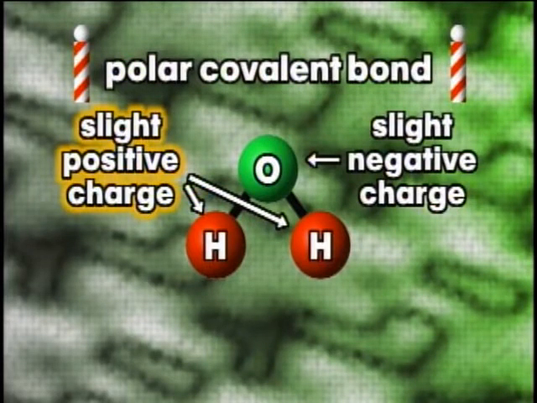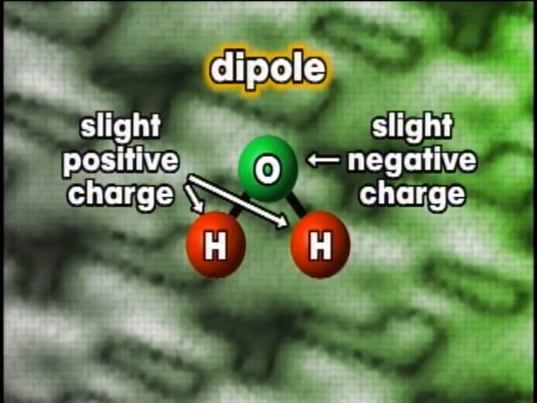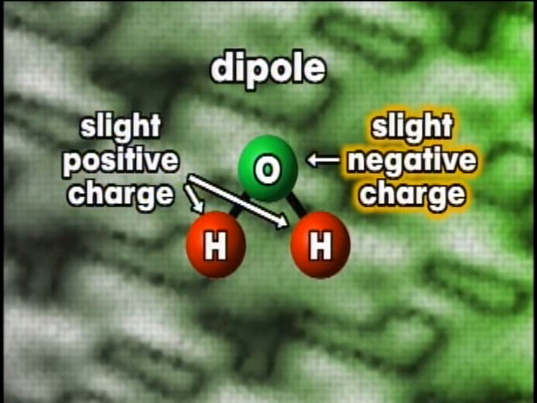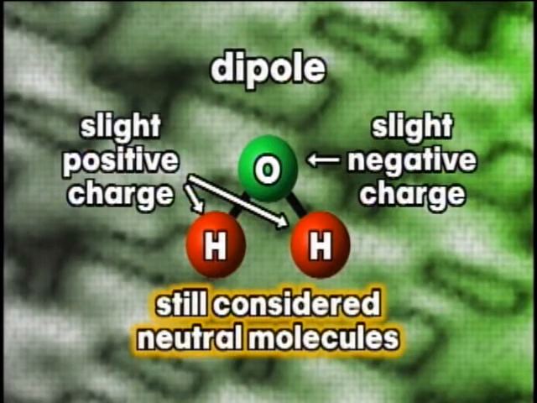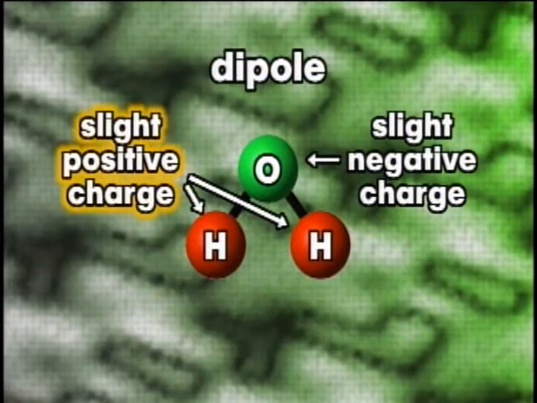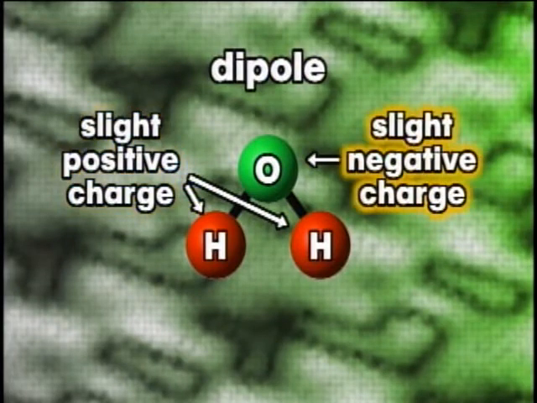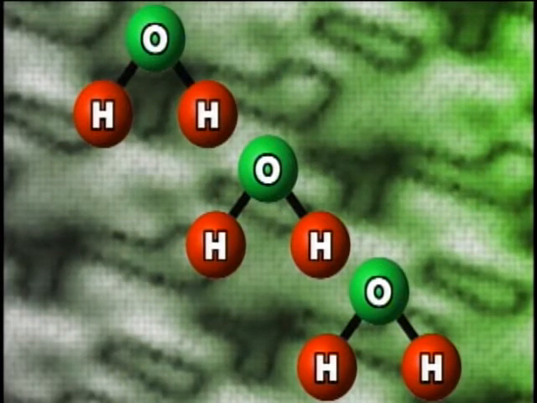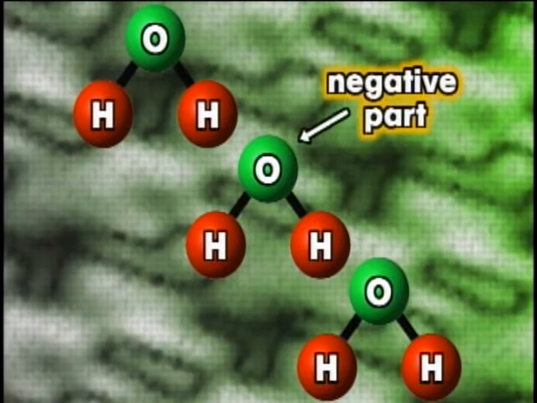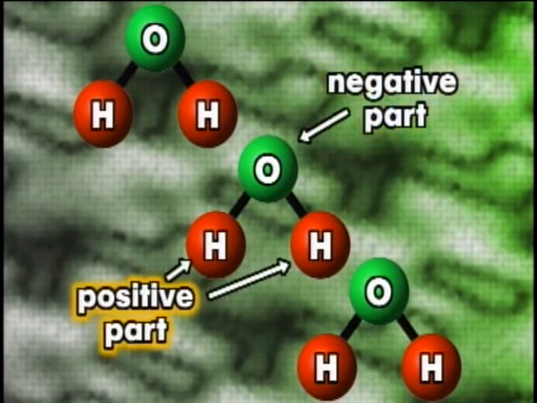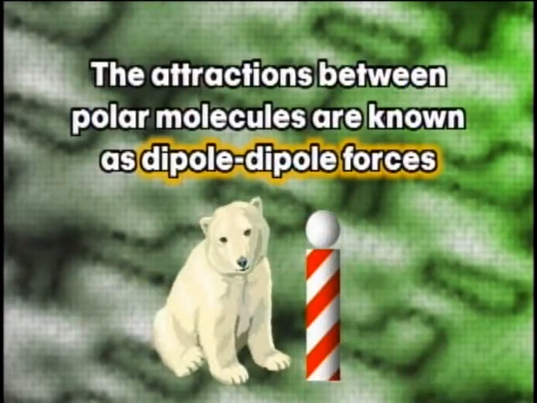This arrangement forms what we call a dipole. Dipole molecules have slightly positive and slightly negative regions on them, but they are still considered neutral molecules. The small charges on regions of the molecule just affect the way a group of these molecules would line up alongside each other. Dipole molecules tend to line up so that the negative part of one molecule pairs with the positive part of the next. These attractions between polar molecules are known as dipole-dipole forces.